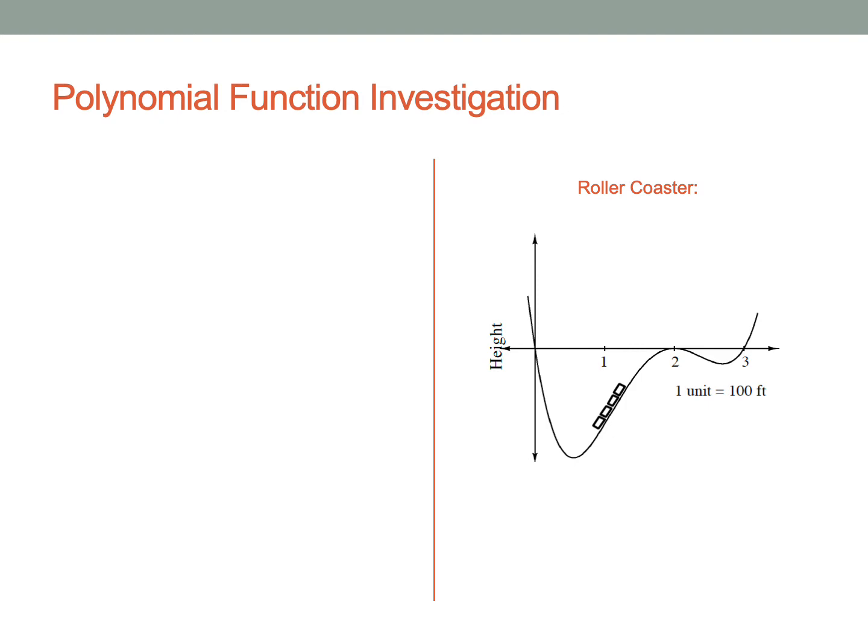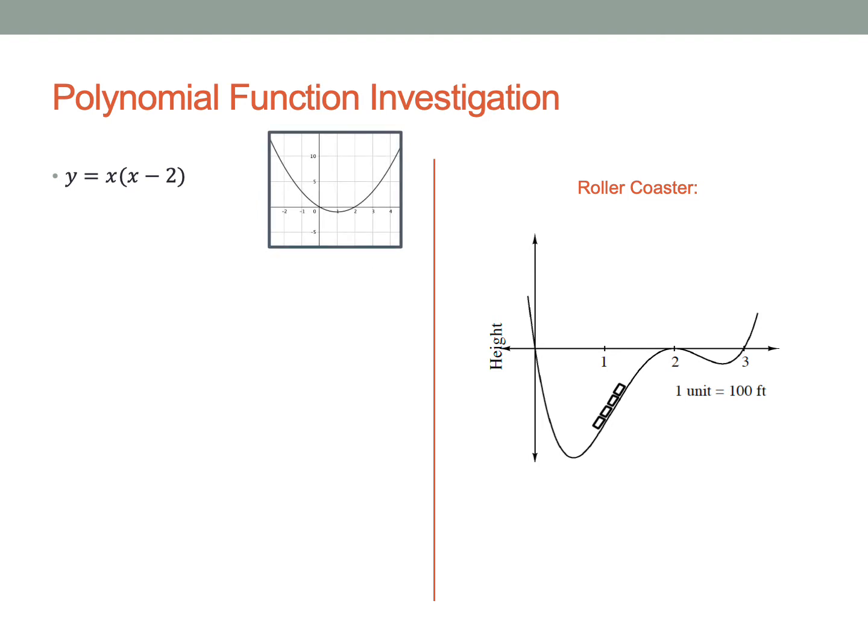So we're going to look at this function here, y equals x times the quantity of x minus 2. So I said earlier you want to use these graphs to figure out what our equation for this roller coaster would be. So basically we just want to see what kinds of things do these graphs have that our roller coaster also has. So here obviously this is a parabola, so definitely not the roller coaster. But what does it have in common?